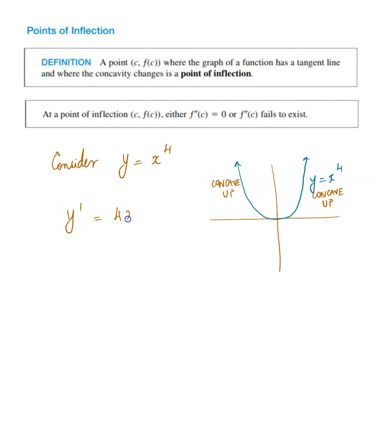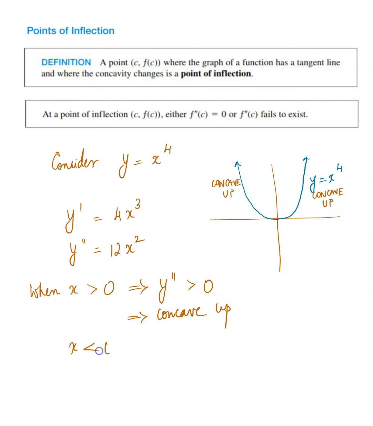Y prime is 4x cubed, y double prime is 12x squared. Okay. Because it's 12x squared, you know that when x is positive, take any positive number and square it, that's going to come back as positive. It means that y double prime of a positive number, 12 times a positive number, is positive, which makes it concave up. When x is negative, you plug in a negative number for x, and then when you square it, it becomes positive. So y double prime is going to be positive, which means it's concave up.